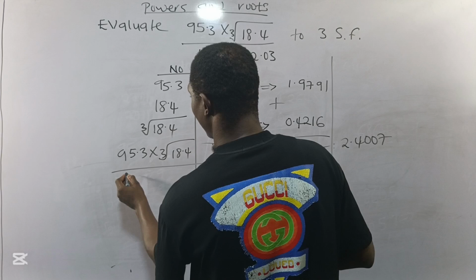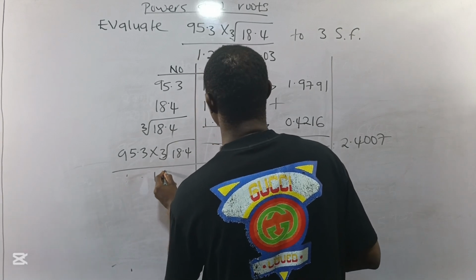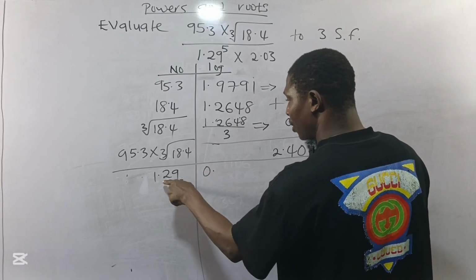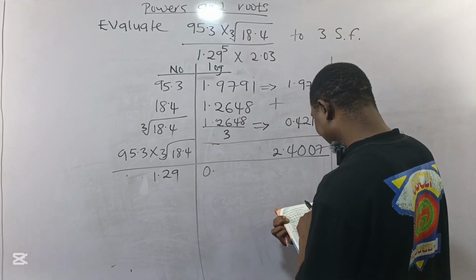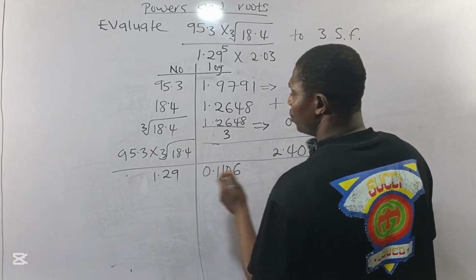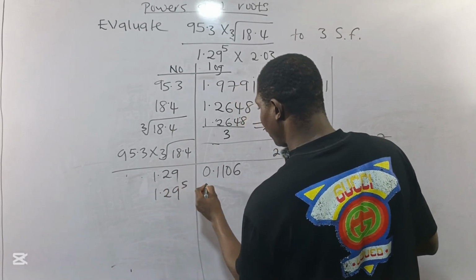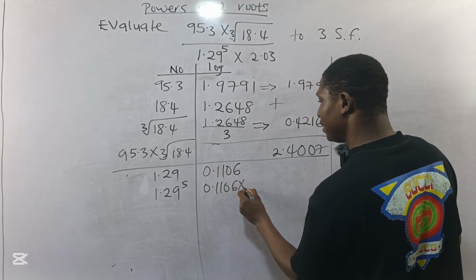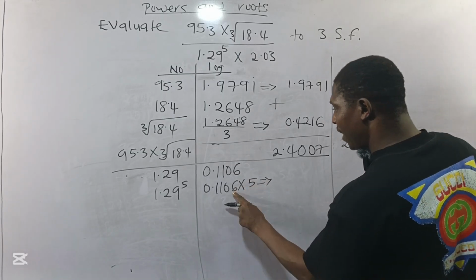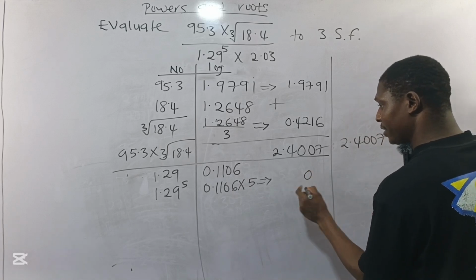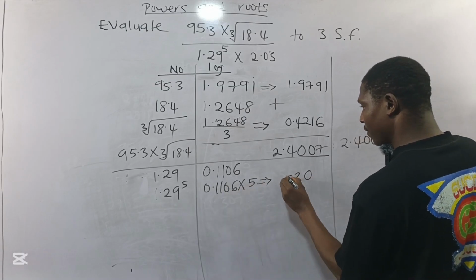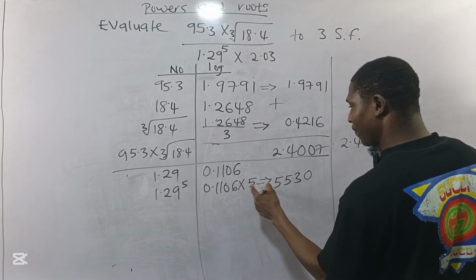And for my denominator, I have 1.29. 1 digit before the decimal point, so I have 0 as my characteristic. 12 under 9 is 1106. So I have 1.29 raised to power 5 to give me 0.1106 times 5. And that will give me 5 times 6, 30, 0 carry 3. 5 times 0 is 0 plus 3, 3. 5 times 1, 5. 5 times 0, 0.